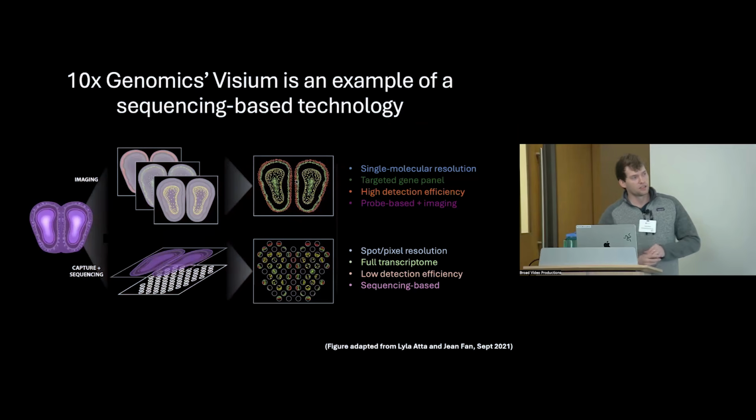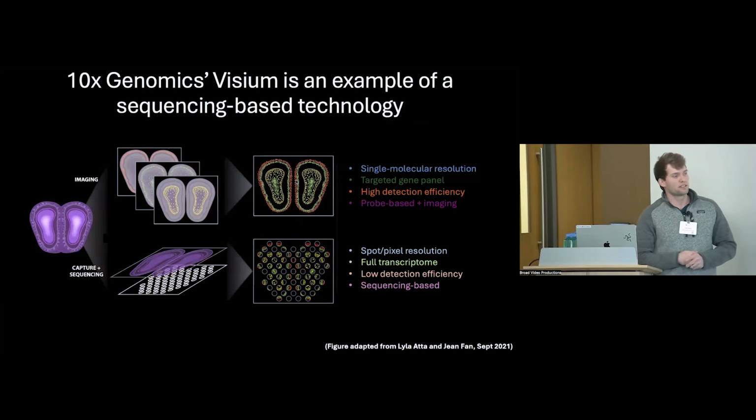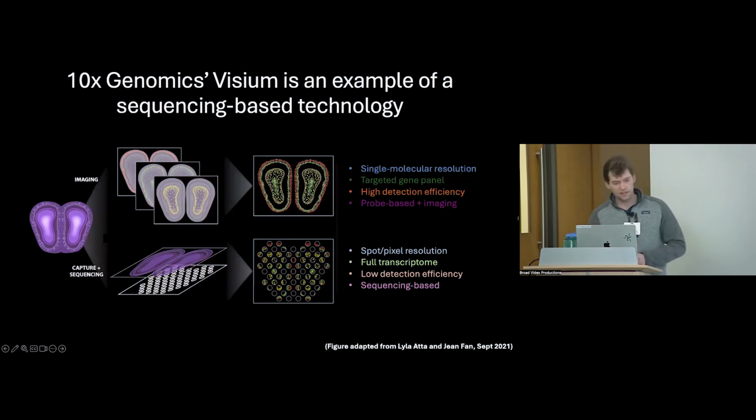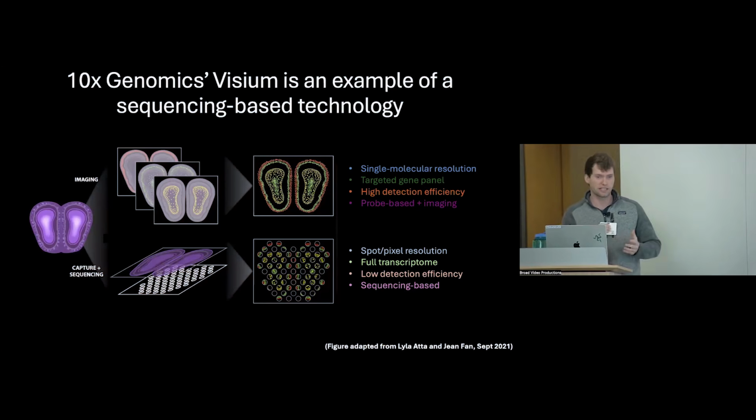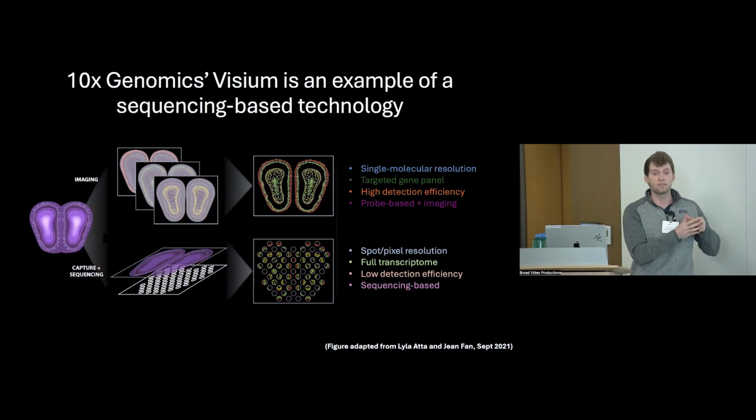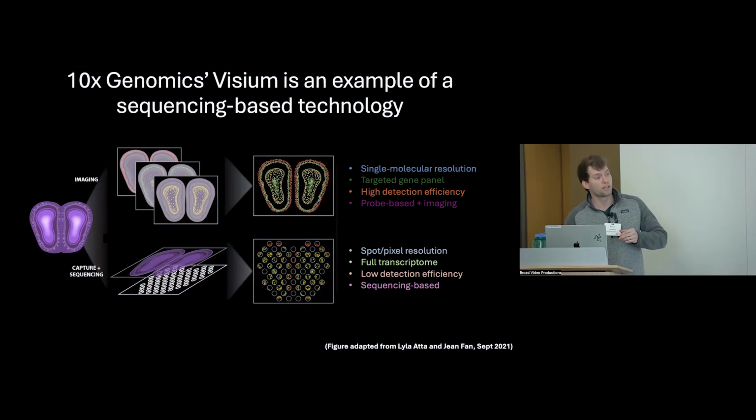Cool. So again, the other technology we have is 10x Genomics Visium. This is sequencing-based. The way that these technologies work is they have spot or pixel resolution. So instead of single-molecule resolution, where we know exactly where the mRNA molecule is, spot or pixel resolution means that, in this case, with 10x Visium, within this 55 by 55 micron spot, we know what mRNA molecules are present within there. So again, no longer single molecular, it's more of a spot pixel resolution.